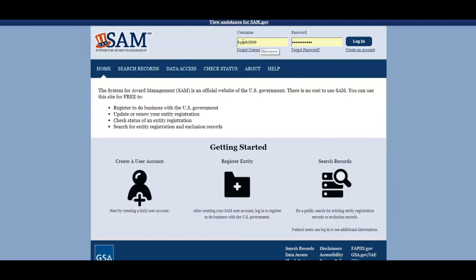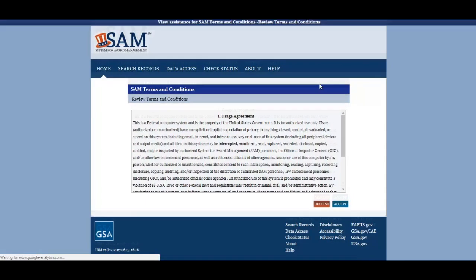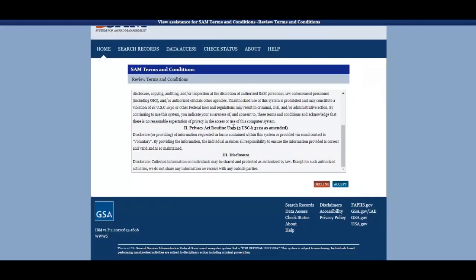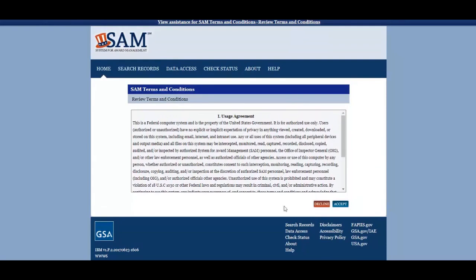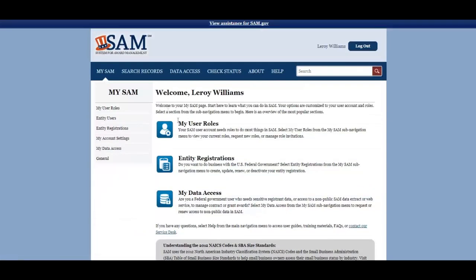As you can see, I have a username and a password, which I just updated. So what we're going to do is log in, and there it returns a page stating the terms and conditions. Of course, you can scroll at your leisure and read that stuff. I already know what's in there, so I'm just going to accept them. Okay, as you can see, it says, "Welcome, Leroy Williams."